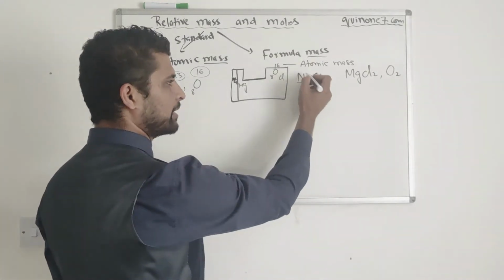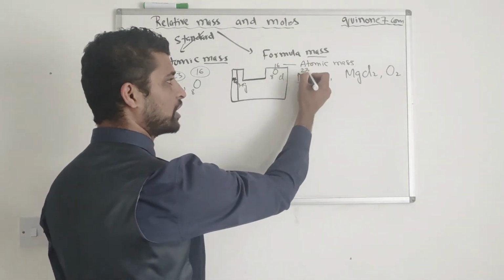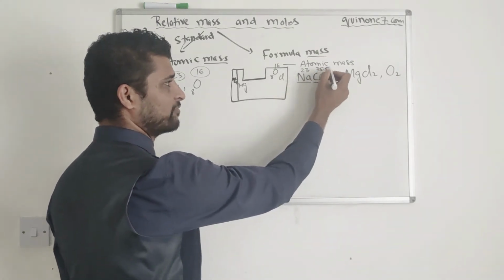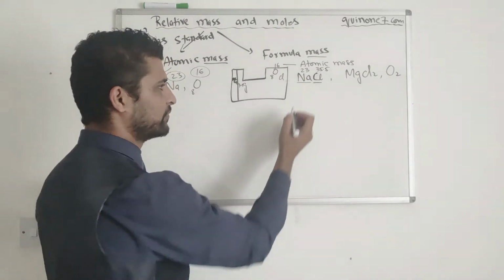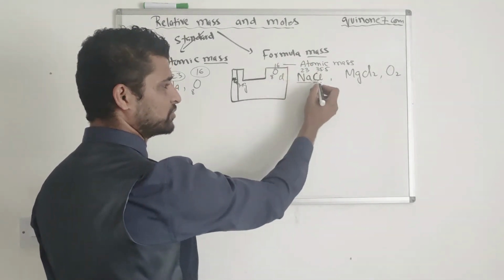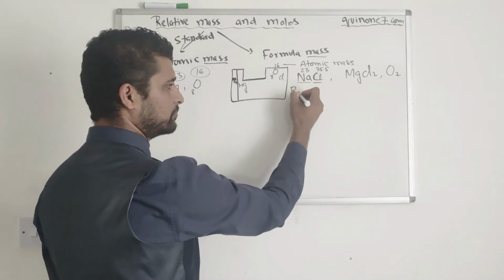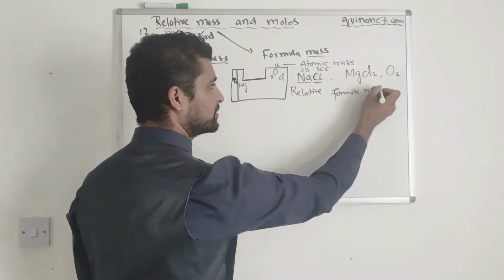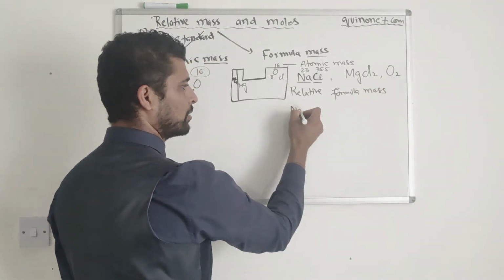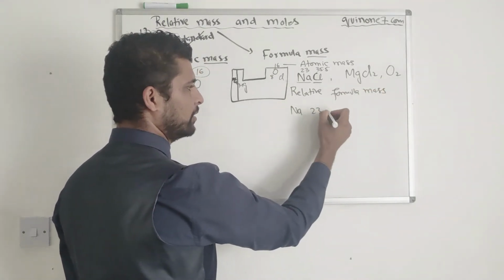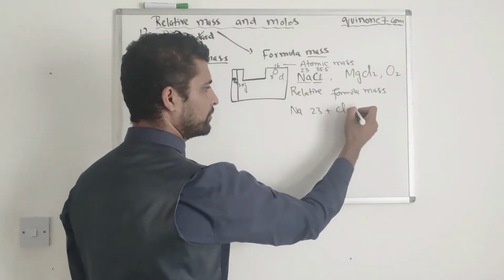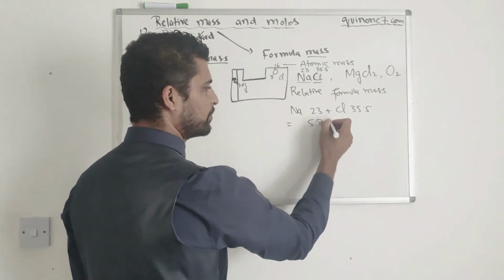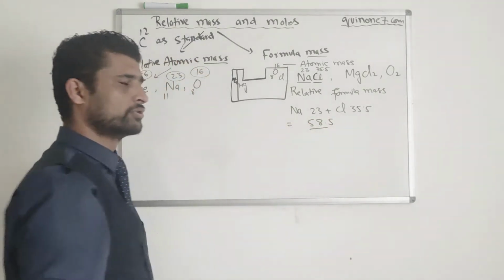So once you go to the periodic table, you will see the big number, which is the atomic mass, is 23 for sodium, and for chlorine is 35.5. All you have to do to find the relative formula mass of sodium chloride is add sodium 23 plus chlorine, which is 35.5, and the answer is 58.5 for sodium chloride.